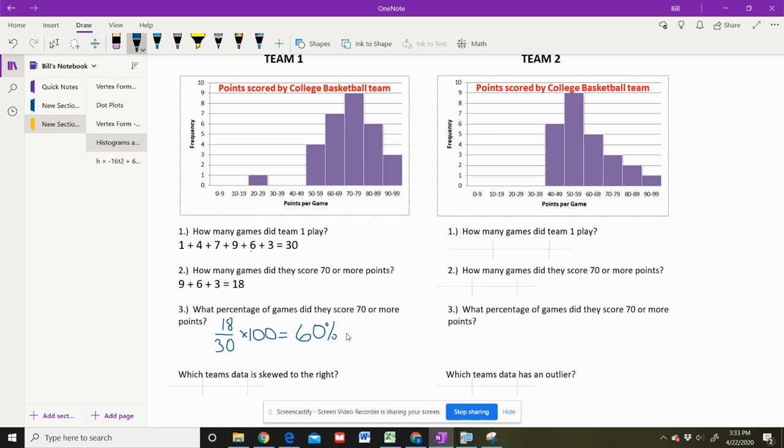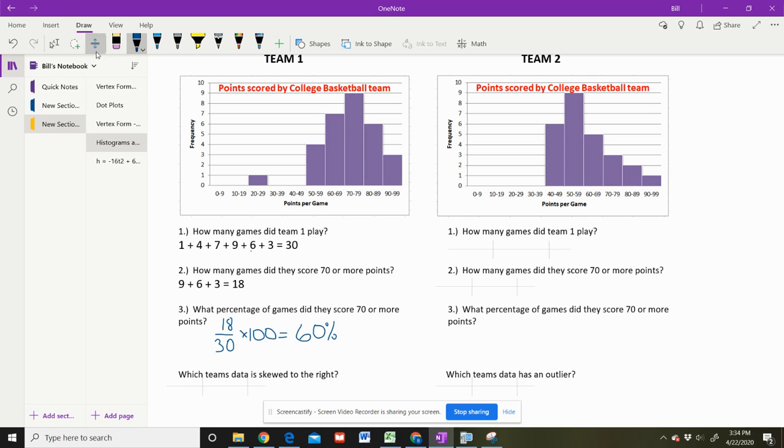All right. So 60% of their games, they scored 70 or more points. If we look at team 2, we have the data to represent them here. These are the number of games that they had, 6 games where they scored between 40 and 49 points, and so on and so on. So how many games did team 1, or did team 2 play?